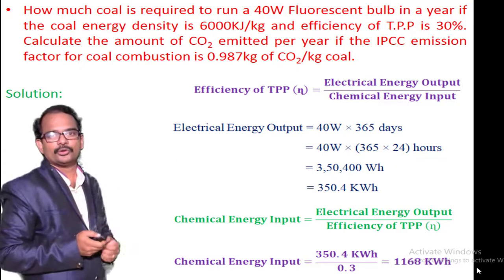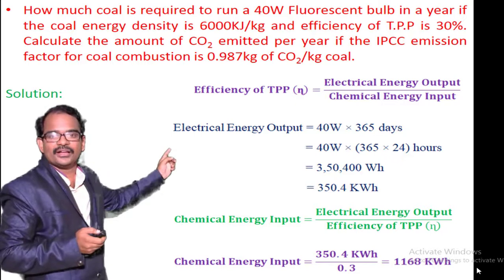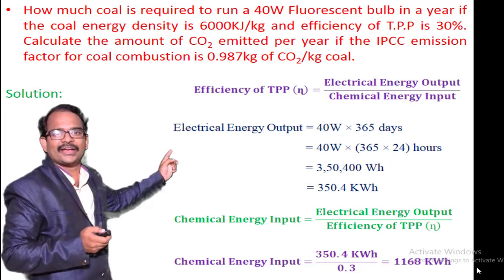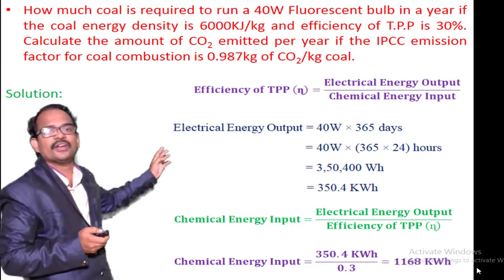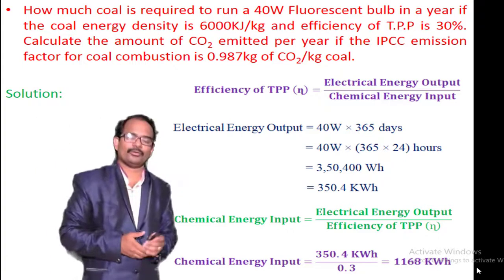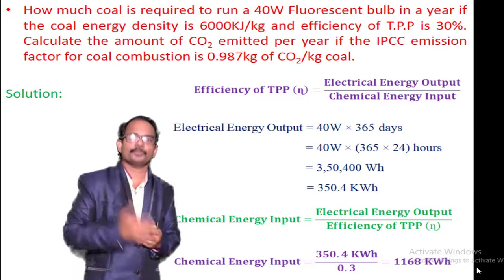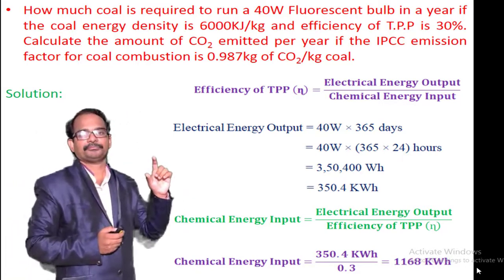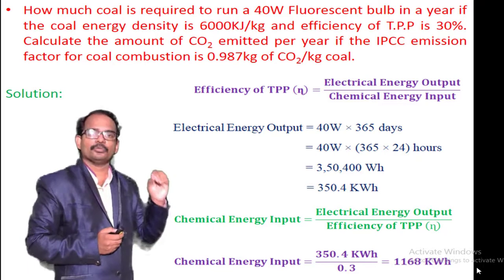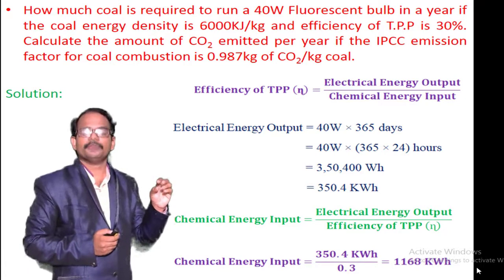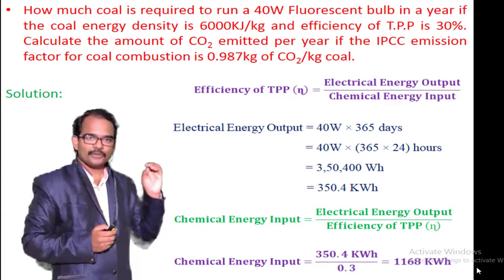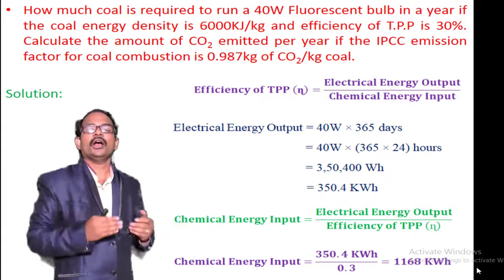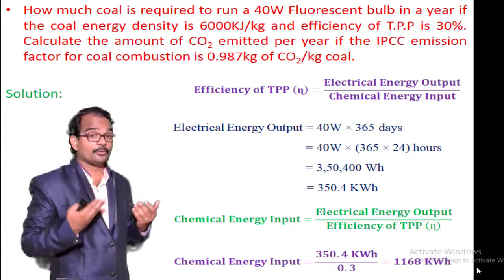Calculate the amount of CO2 emitted per year if the IPCC emission factor for coal combustion is 0.987 kg of CO2 per kg of coal. What we need to find out now? The simple problem is that we need to take a fluorescent lamp. A fluorescent bulb means our tube light. What is the wattage of the tube light? 40 watt. Now with that 40 watt tube light, if I am using it for a year continuously, how much coal am I going to use?